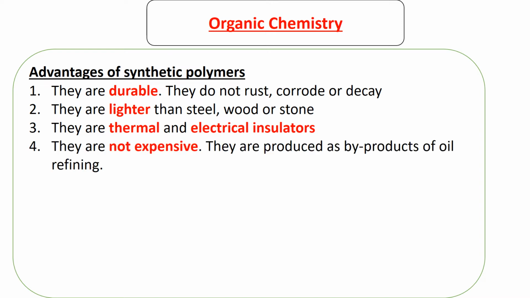And they are not expensive. They are produced as byproducts of oil refining. Meaning that when oil is about to be refined, there are some products which, when the process was first being created, were deemed not to be wanted. And actually when refining oil, the end goal is just to refine oil. But when that is happening, there is some waste that comes out, and those are the ones that are used to make these synthetic polymers.